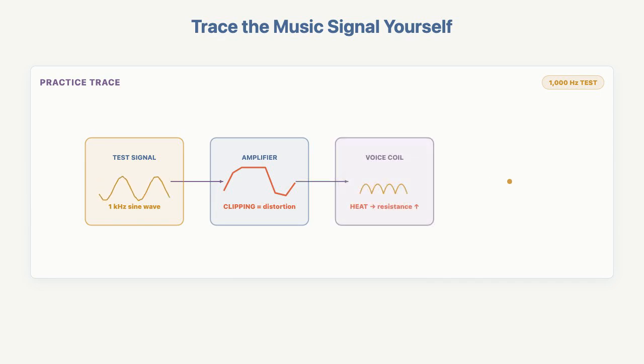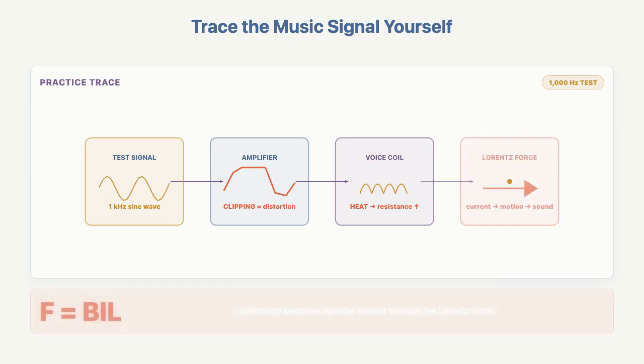So reflect on the central trick. Electricity never turns directly into music. Electricity becomes force through the Lorentz force. Force becomes cone motion. Cone motion becomes air pressure. And your auditory system finally calls that moving air music.